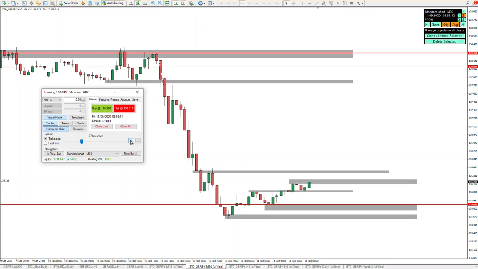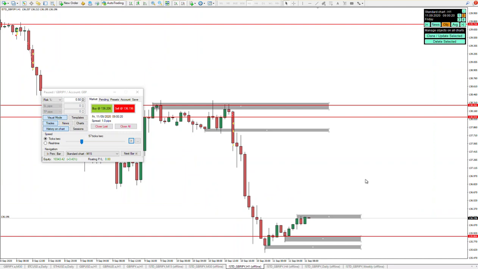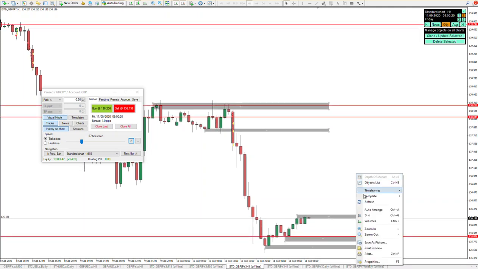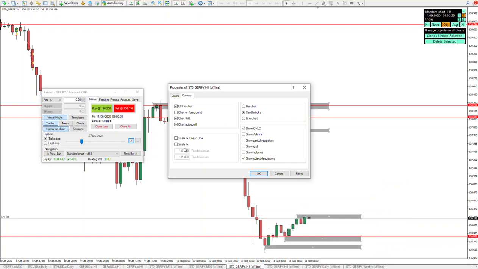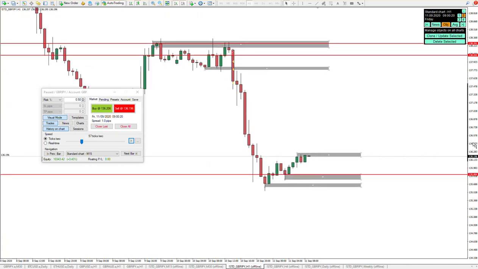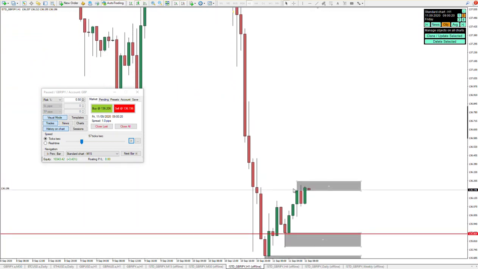5 minutes left for the 3 hourly to close. How does that look? We broke resistance. This is Frankfurt open. This is a slight break of this resistance, which is interesting.